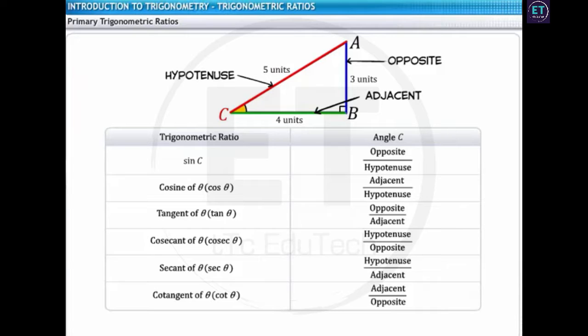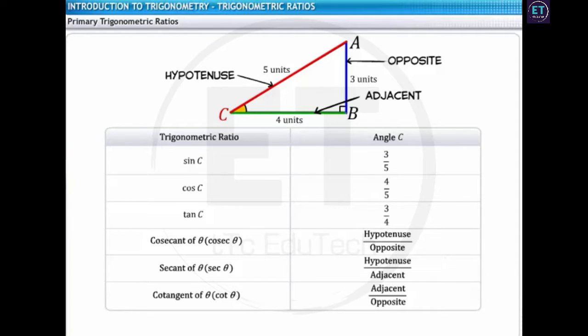Sine C will be equal to opposite side to angle C divided by hypotenuse, which is equal to 3 divided by 5. Cos C will be equal to adjacent side to angle C divided by hypotenuse, which is equal to 4 divided by 5. Tan C is equal to opposite side to angle C divided by adjacent side to angle C, which is equal to 3 divided by 4.